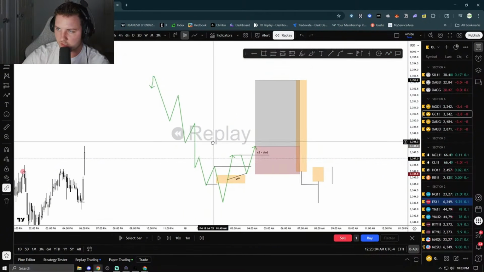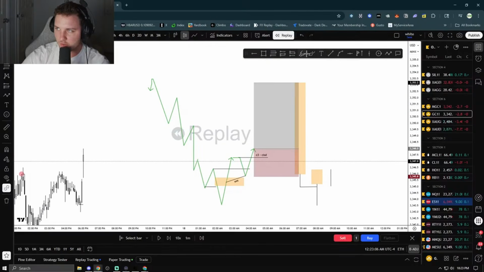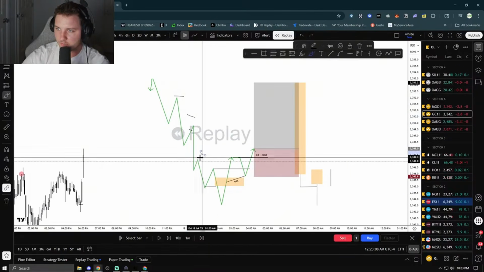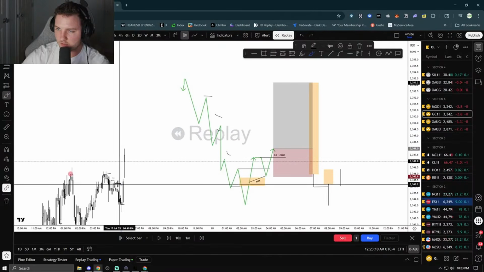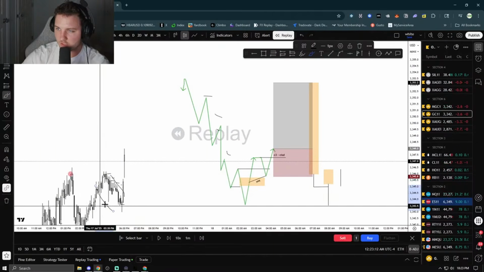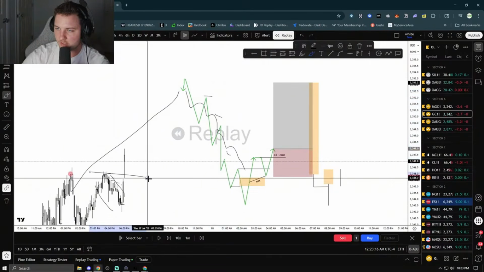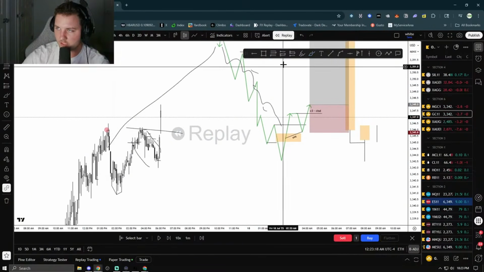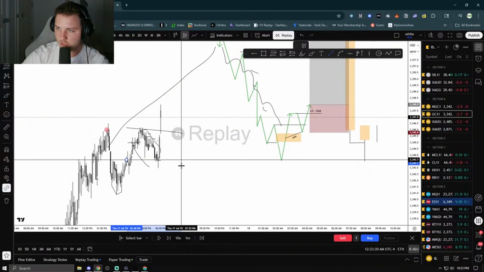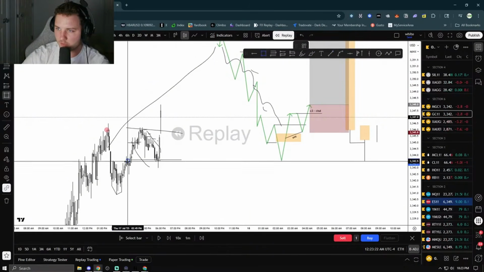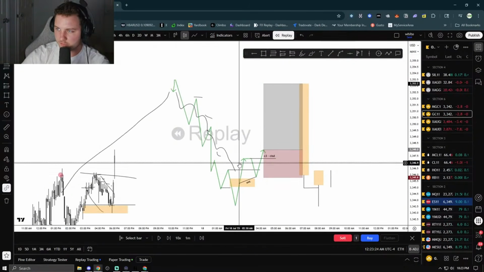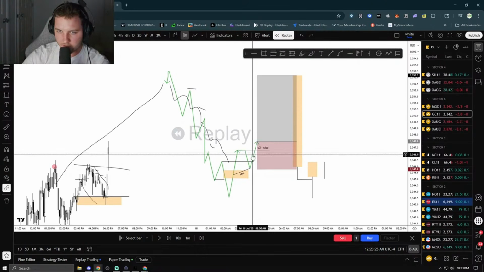Just move that here. We know this is what? A pullback. Just like this, right down here. Same thing. We expand, pull back into a PD array. There's an order block right here. And you get your C3.